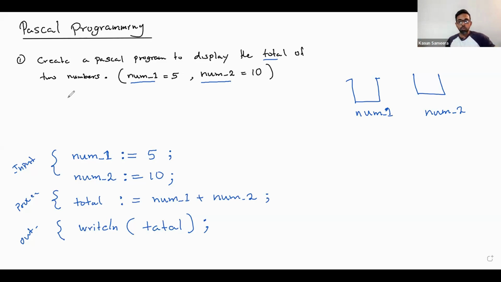The first thing you need to do, you need to tell the computer that you are going to create a program using the keyword program. Okay. Using the word program, we need to give a name to the program. You have to give the name of the program.